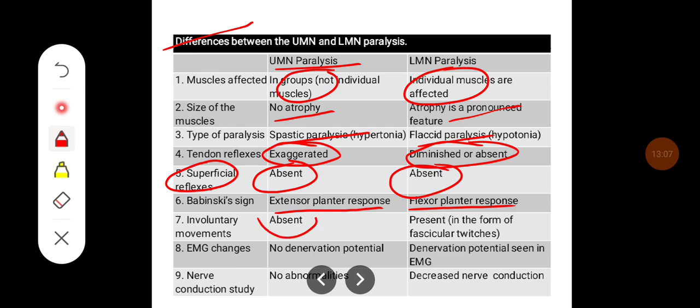Involuntary movements are absent in upper motor neuron. Sometimes there can be present in the form of fascicular twitches. In the electromyogram, EMG changes, there will be no denervation potential, whereas denervation potentials are seen in lower motor neuron paralysis. Nerve conduction study will be normal in upper motor neuron lesion. There will be reduced nerve conduction in lower motor neuron lesion as the nerves are affected.